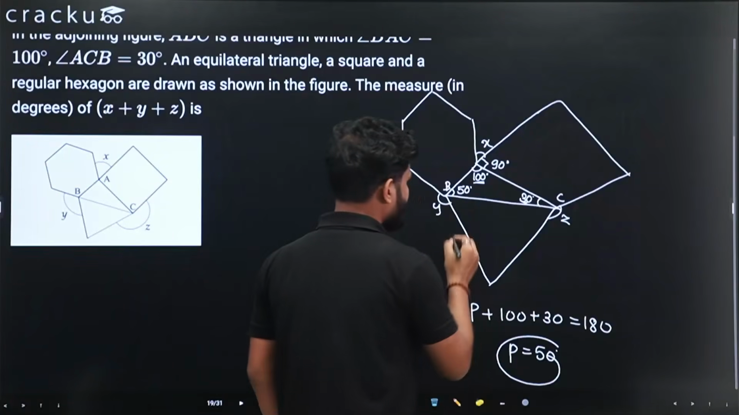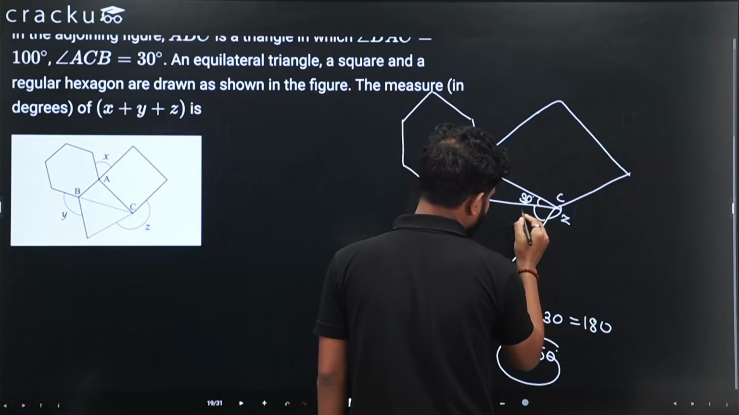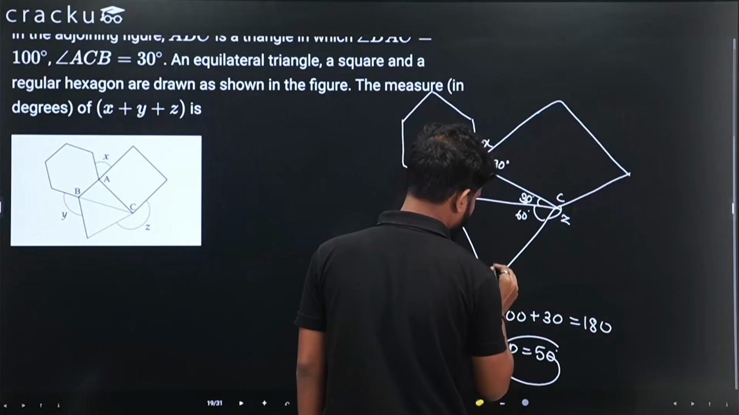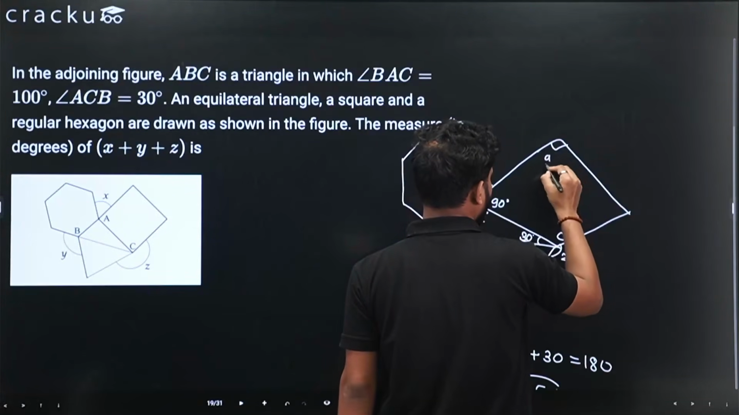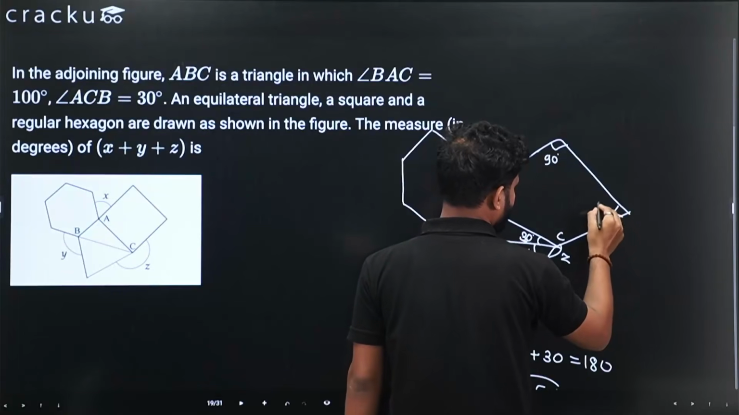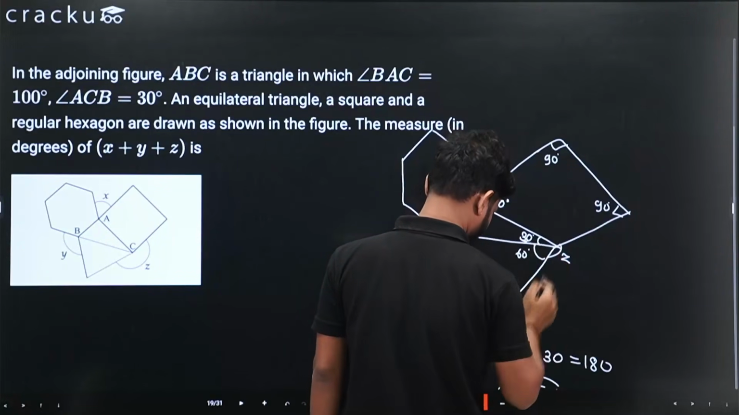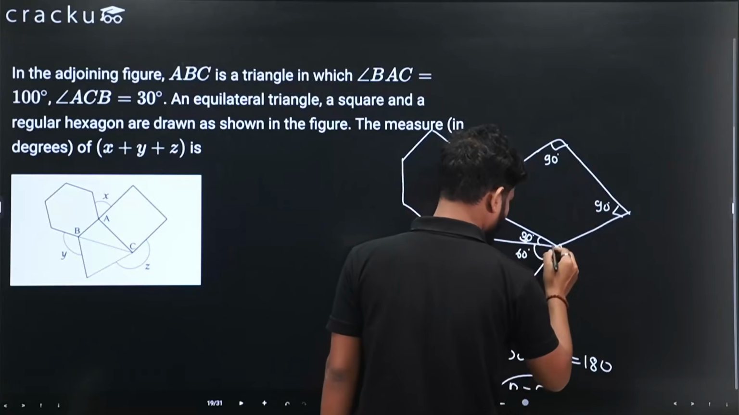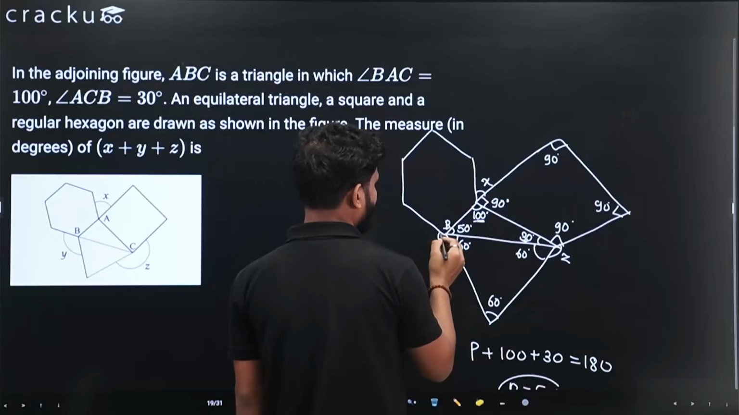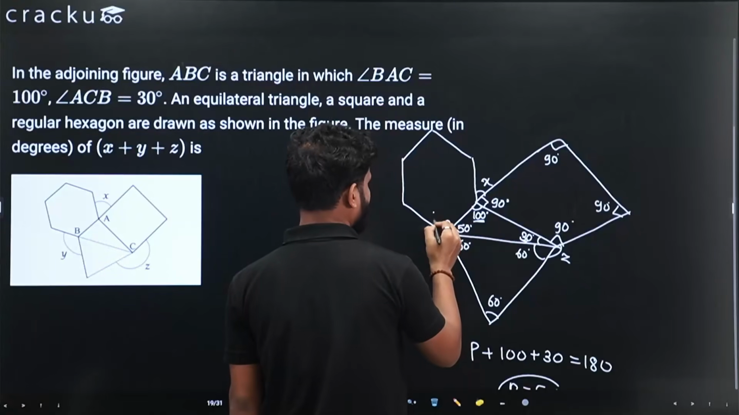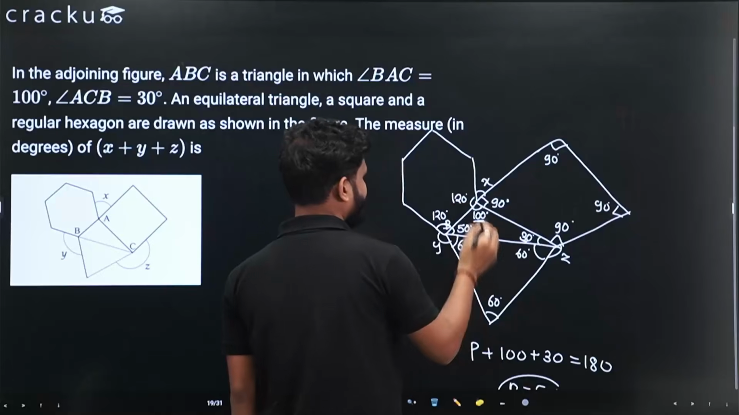This is an equilateral triangle. So this will be 60 degree. This will be 60 degree. And this will be 60 degree. Correct? Here every angle will be 90 degree. And this is also 90 degree. And for every angle of a hexagon it will be 120 degree. Here also it will be 120 degree.